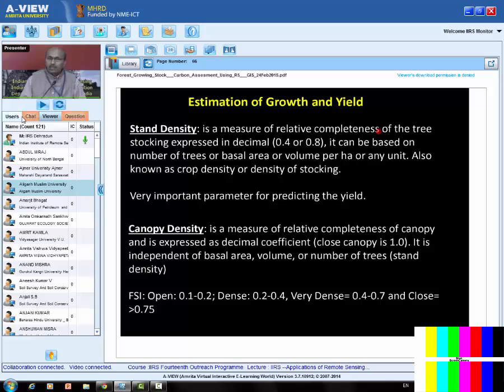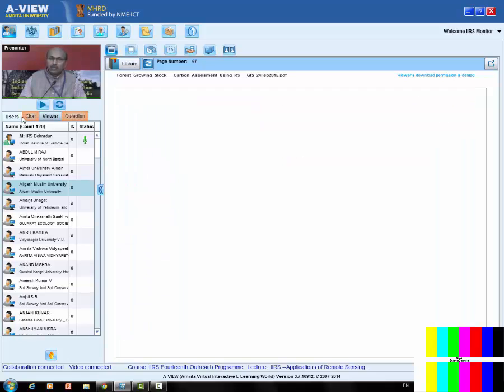Then canopy density, that is the completeness of the canopy. You may have a closed canopy with only 5 trees with very large crowns, or you may have 1000 very small thin trees, and you still can have the canopy. So we need to work this out from the field. We have to find out what the canopy closure is. This also affects the growing conditions.